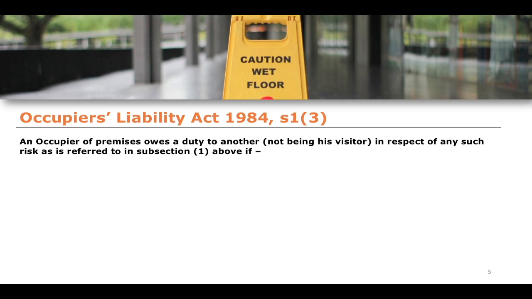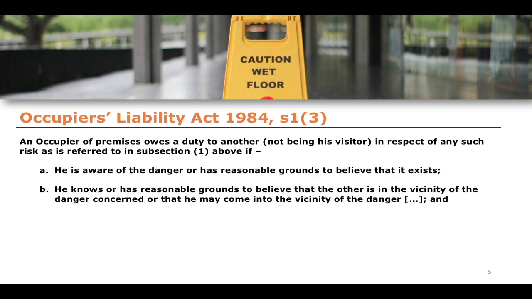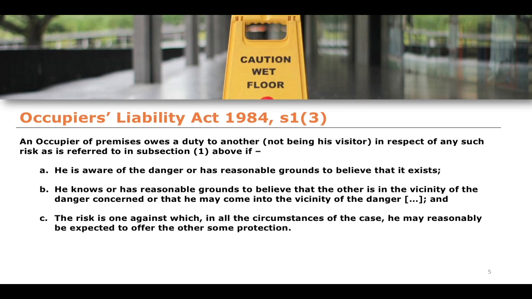"an occupier of premises owes a duty to another (not being a visitor) in respect of any such risk as is referred to in subsection 1 above, if he is aware of the danger or has reasonable grounds to believe that it exists, he knows or has reasonable grounds to believe that the other is in the vicinity of the danger concerned, or that he may come into the vicinity of the danger, and the risk is one against which, in all the circumstances of the case, he may reasonably be expected to offer the other person some protection."